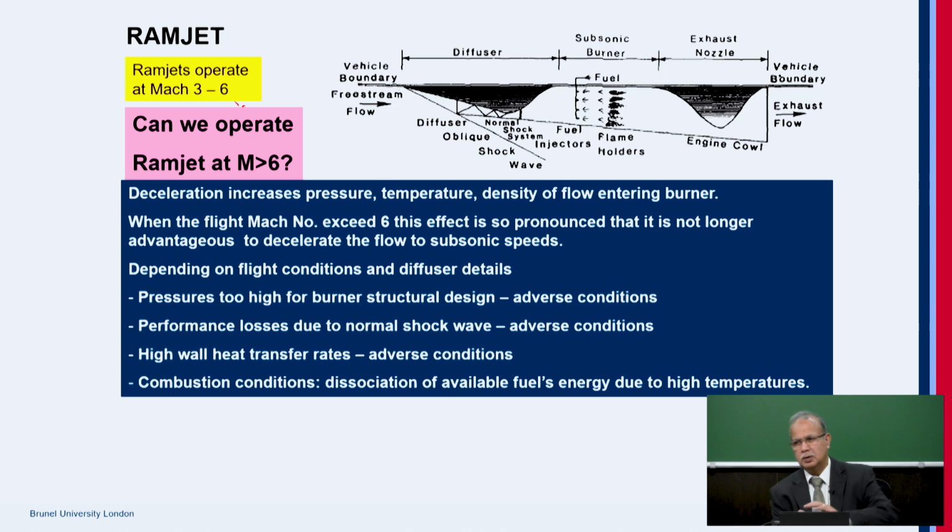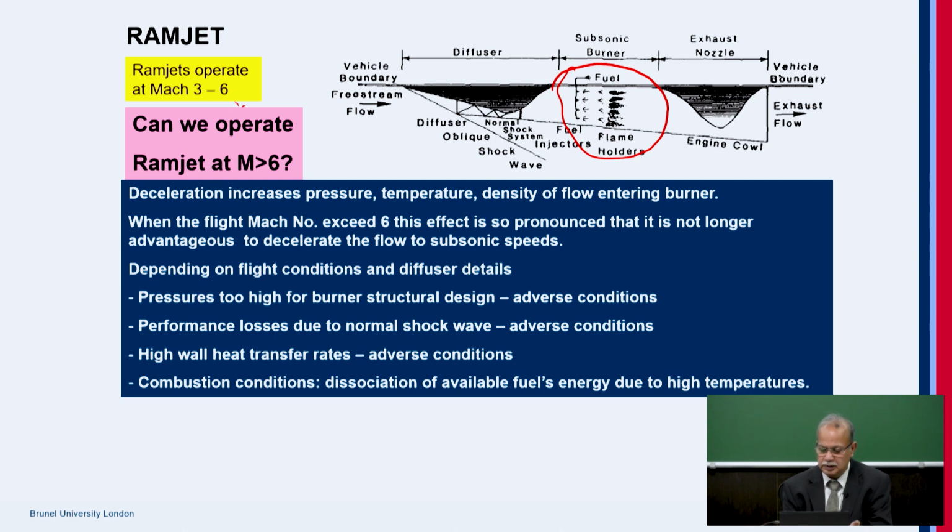If you go beyond Mach 6, then we need to decelerate the flow. We have to bring it to subsonic. The process of deceleration involves an increase in static pressure, static temperature, and static density. Now, all of them will culminate in the combustor with very high pressure and high temperature.